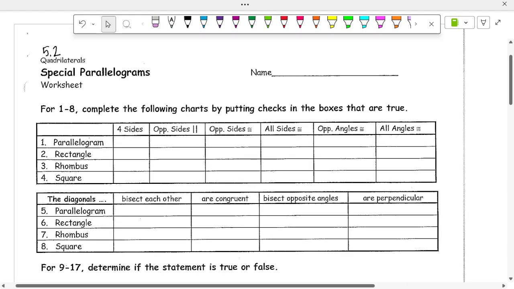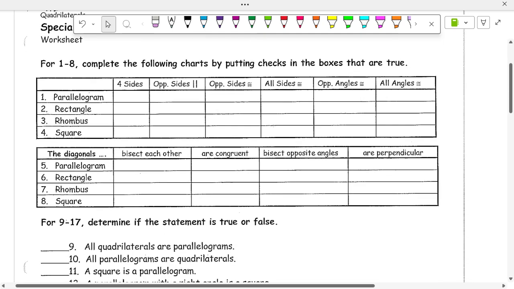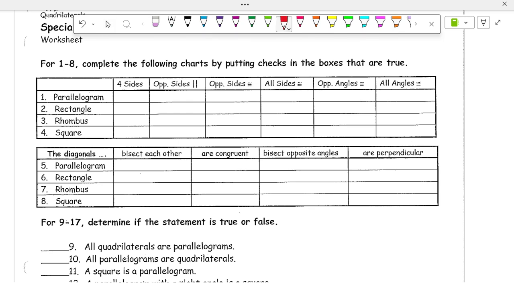So with 5.2, all right, what I want you to do is, and you can work with your group mates, I want you guys to go through and fill in both these tables. So I'll do parallelogram with you for the first one. So we'll do number 1 as an example. So you're going to check what's true.